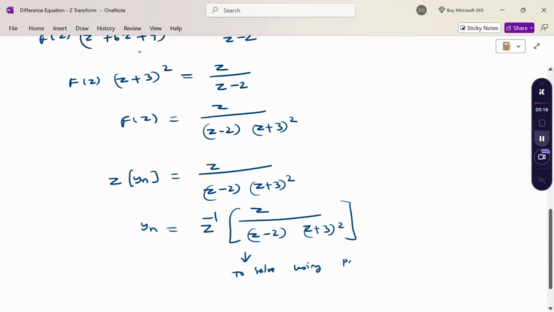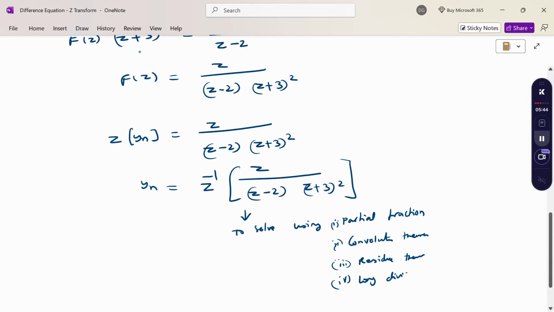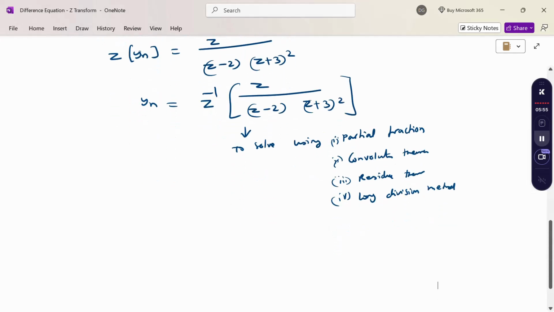You can use partial fraction, or convolution theorem, or residue theorem, whatever method you understand, you just apply it, and then the long division method. Whatever method you are familiar with, you just solve using any one of the methods. So now I am going to solve using partial fraction.